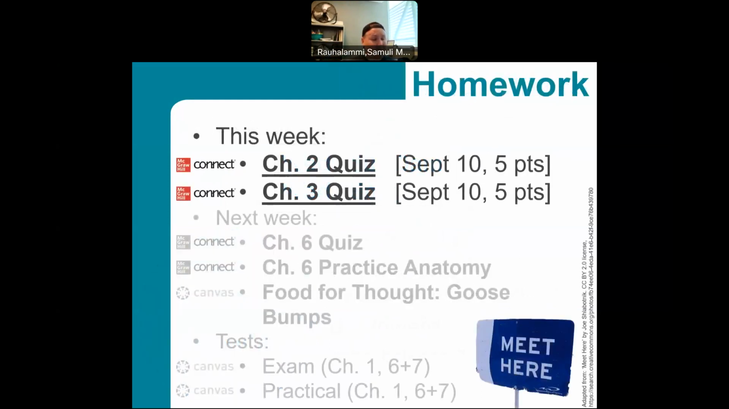Let's have a look at this week's material. Even though we're covering 3 chapters, I have decided that we're focusing on doing a quiz on 2 chapters. So we're doing a quiz on chapter 2 and a quiz on chapter 3. Both quizzes contain a bunch of questions that relate to the lecture material.